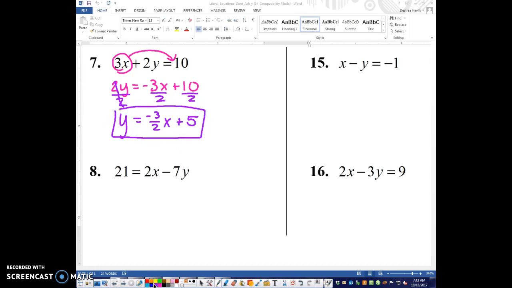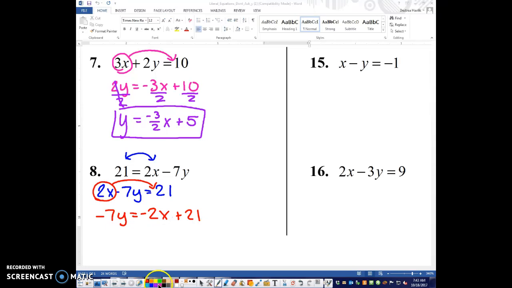All right, last one. What do you want to do first for number 8? Yeah, let's switch them over. Let's change sides so that we aren't confused, okay? So 2x minus 7y equals 21. Okay, now what can we do? Move the x. So what do we write here? Negative 7y. Don't forget your negative. Equals what? Negative 2x plus 21. So we move the x.